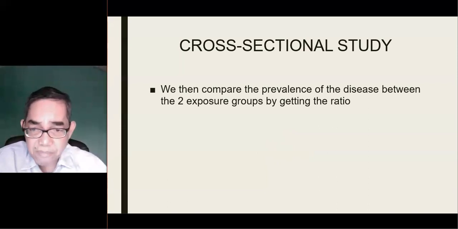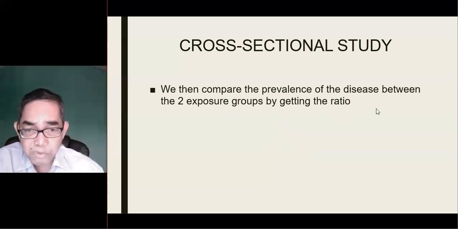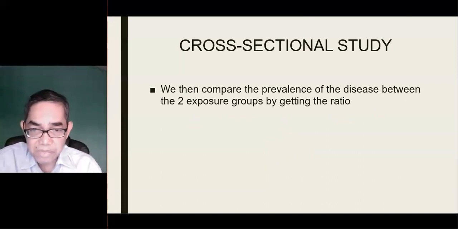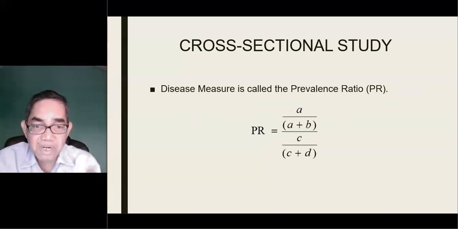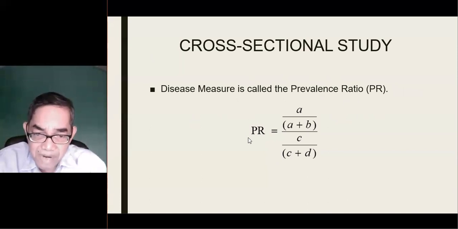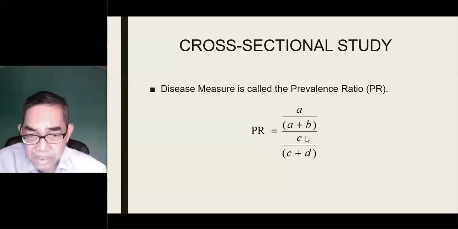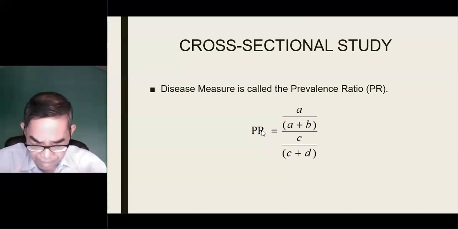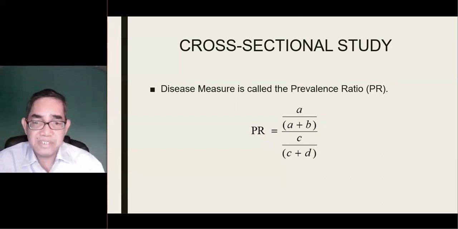And then we compare the prevalence of the disease between the two exposure groups by getting the ratio. And what are the two exposure groups? The exposed and the unexposed. We get the ratio between the two exposure groups, and we call that ratio the prevalence ratio. So this is the formula, the prevalence ratio. This is the numerator, the prevalence of the disease among the exposed. And this is the denominator, the prevalence of the disease among the unexposed. Get the ratio. We call it the prevalence ratio.